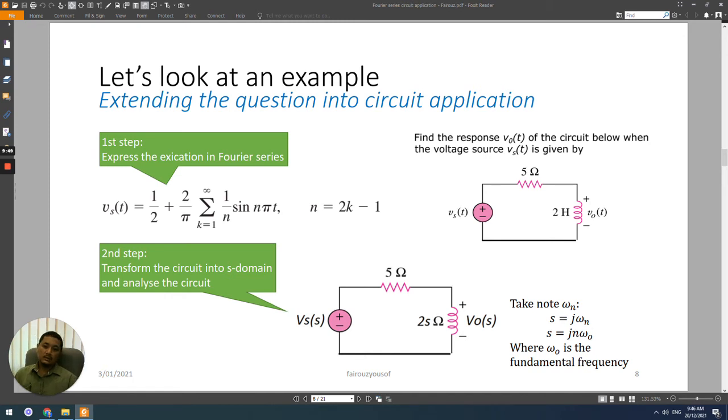So first step is to get the Fourier series. Second step is to transform the circuit into S domain, which is 5 and 2S. 2 Henry is 2S in S domain, right? Take note that S equals j omega n, and omega n here is n omega naught. Omega naught is the fundamental frequency, which is pi.